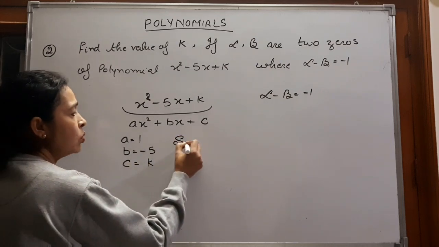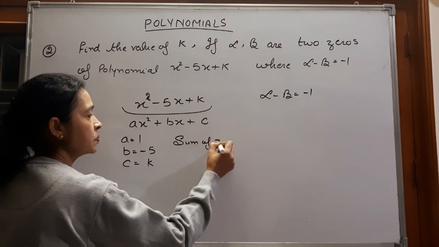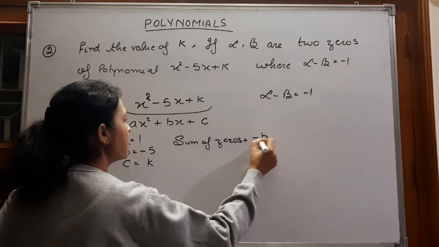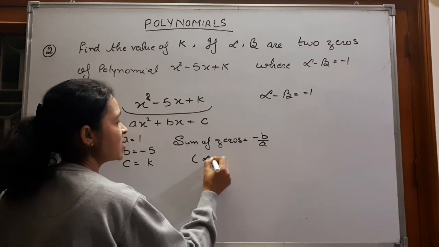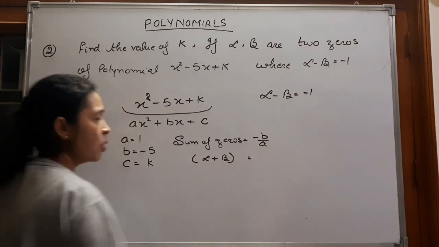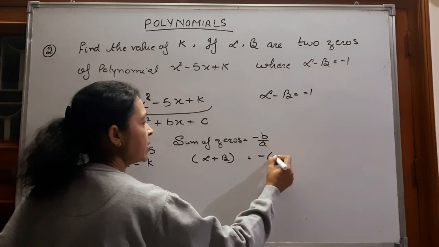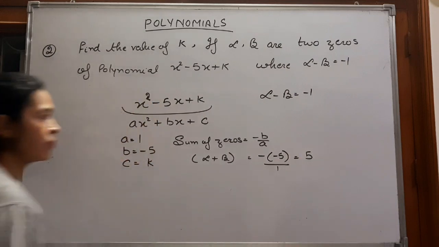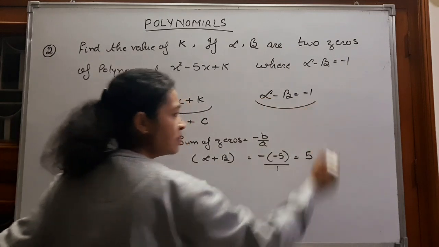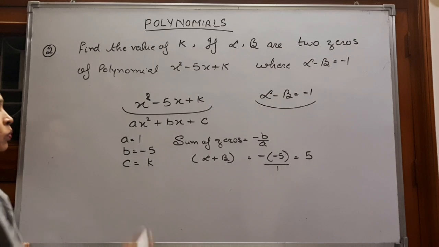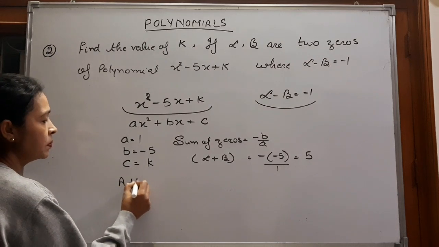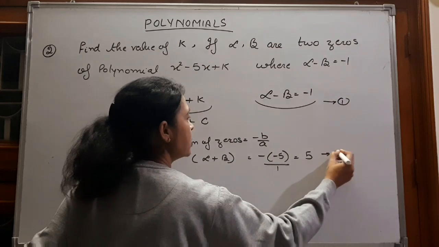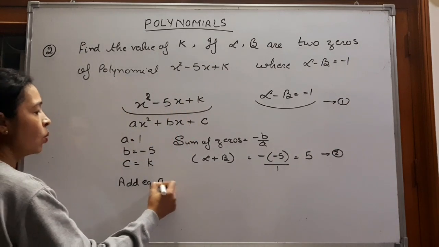Now, we know the sum of zeros is minus b upon a. Alpha plus beta is equal to minus b upon a. What is minus b? Minus of minus 5 by a, which is 1, so alpha plus beta is 5. We have given alpha minus beta is minus 1. What do we do? We will add the equations. Let this be equation 1 and this be equation 2. We will add equation 1 and 2.